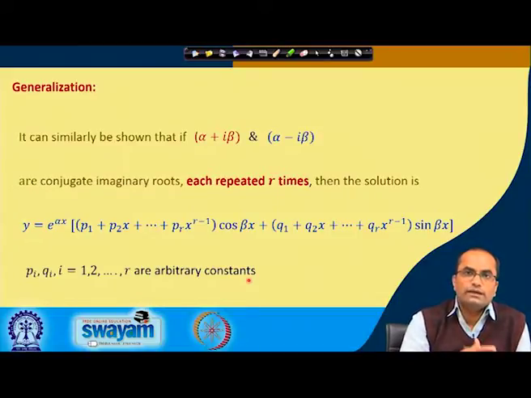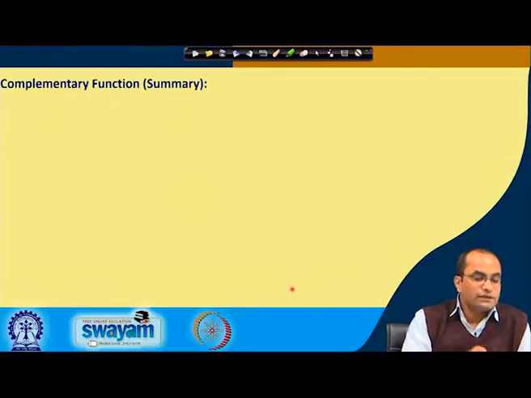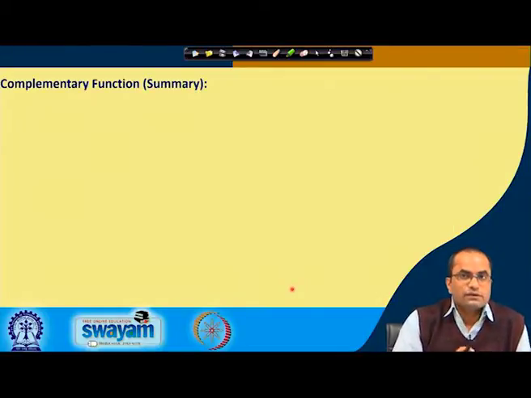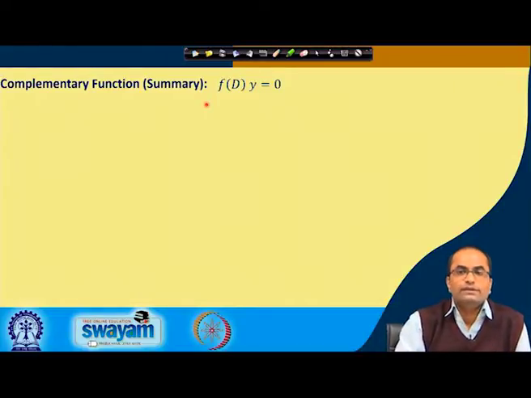So, again the idea for repeated imaginary roots exactly follows what we have derived for the distinct roots and the repeated roots in the case of real numbers. Now, to summarize the complementary function: we have the given differential equation f(D) y is equal to 0. We need to first write the auxiliary equation, that means f(m) is equal to 0.